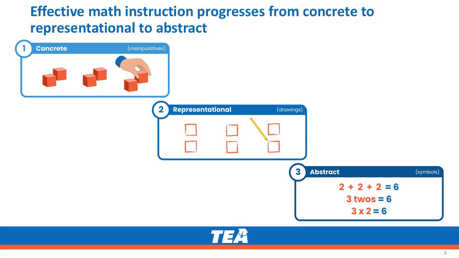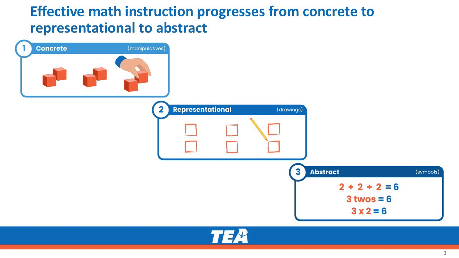Let's walk through this progression with a simple division problem. Annie had 6 cookies to share between herself and 2 friends. So how many cookies will they each get? Start with the concrete. Use 6 cubes or any other object to represent the cookies. Set out 3 pieces of paper to represent Annie and her 2 friends. Then deal out the cubes one at a time until they're all gone. Count how many each friend got.